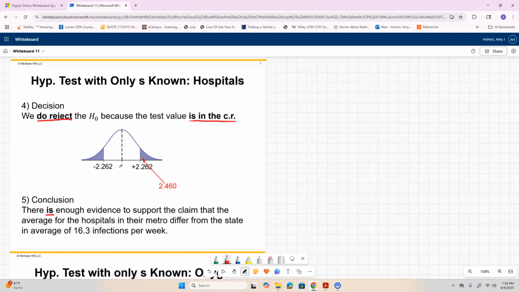If this value was found to be closer to the mean, between negative 2.262 and 2.262, in this white area, we would say, that's just because it's a sample, and a sample can vary. But this is far enough away with a test value of 2.46 that we're like, that's pretty unusual, and so we will conclude that their claim must be correct.